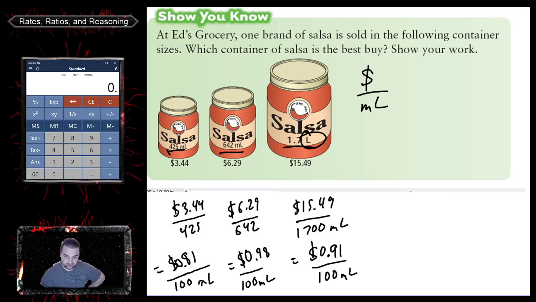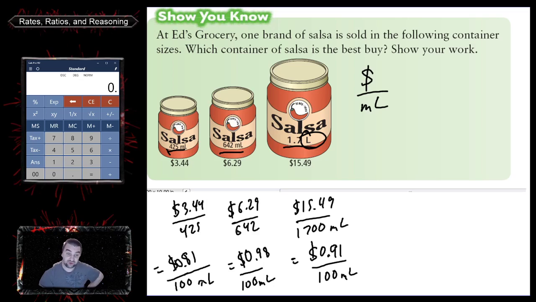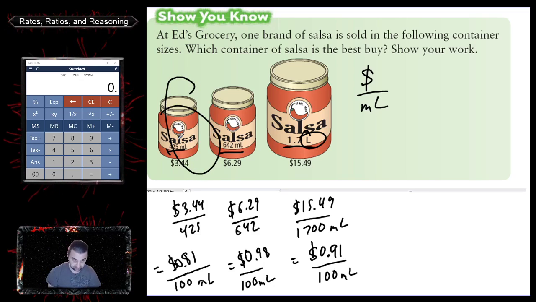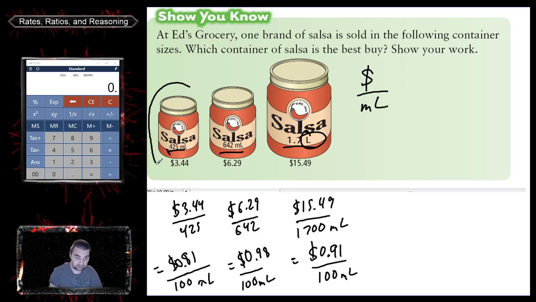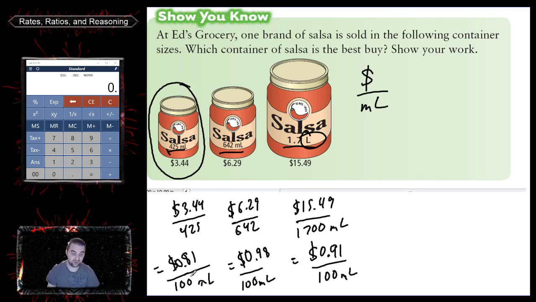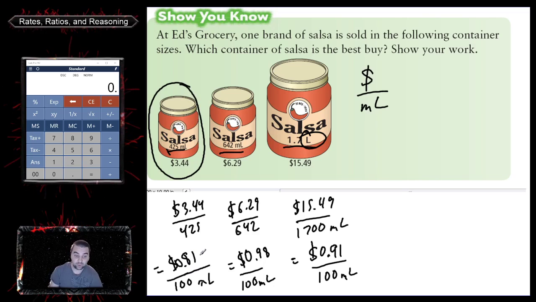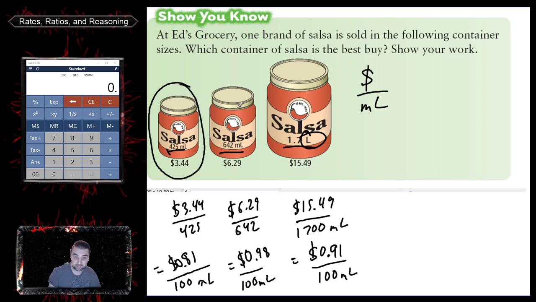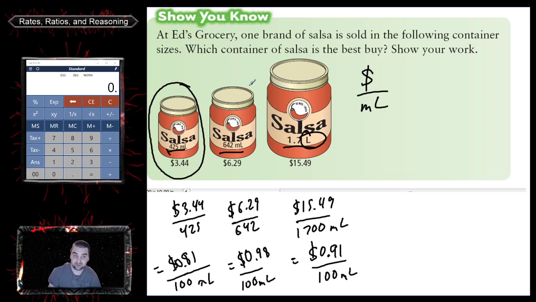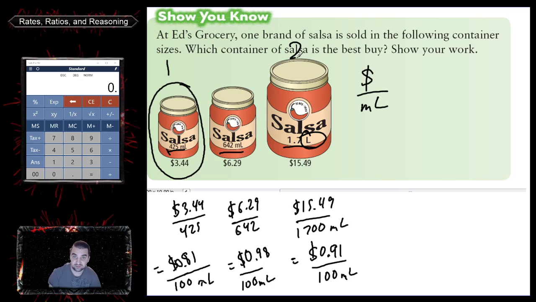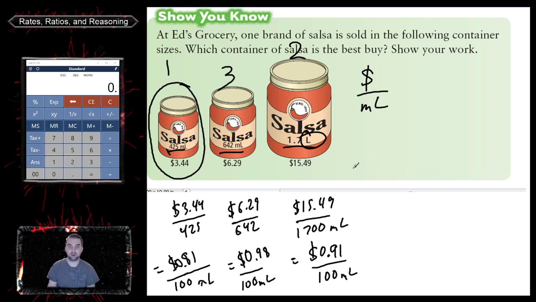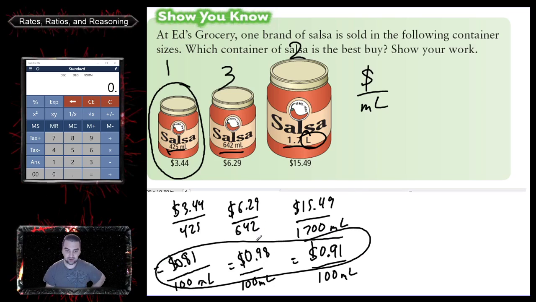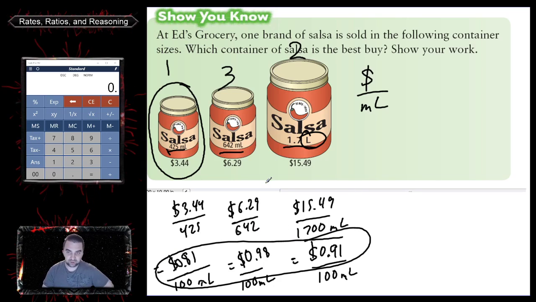All right, so looking at these, it looks like the cheapest one is actually, wow, that was a really bad circle. Let's try that again. This is the cheapest one in terms of value. You are only paying 81 cents for every 100 milliliters. This is the most expensive, and this is the second best. This is the worst right here, just based off of our unit rate or the price per 100 milliliters that you worked out.